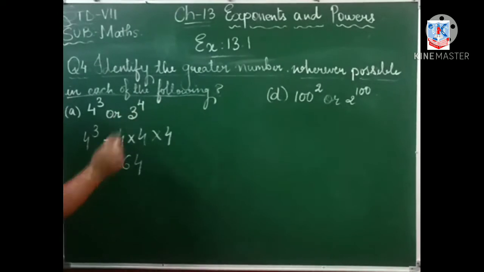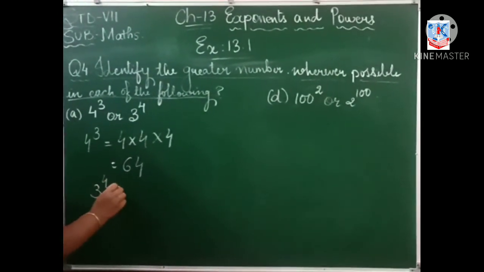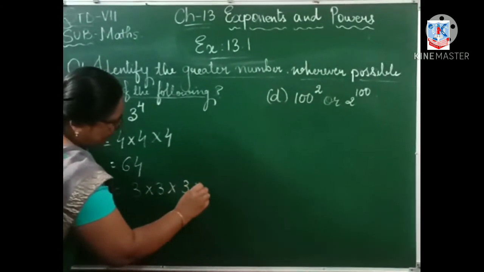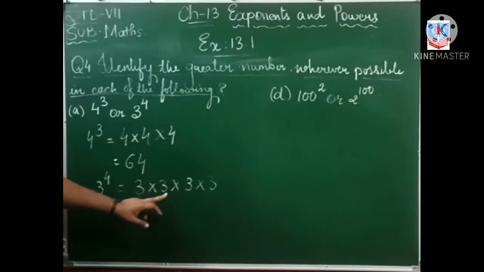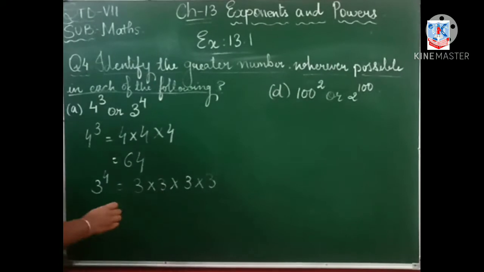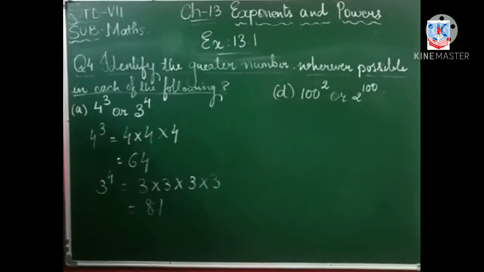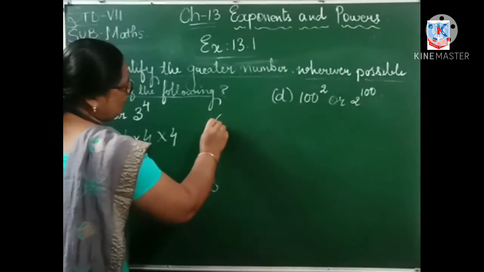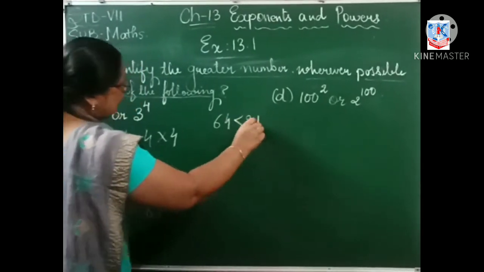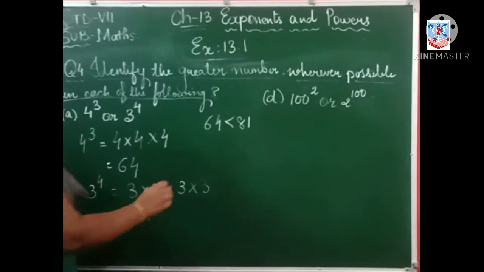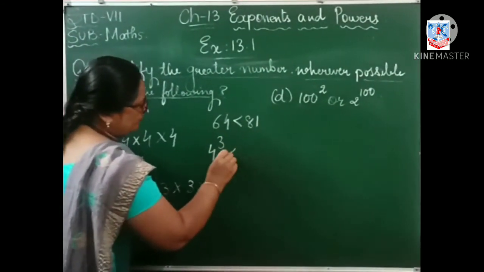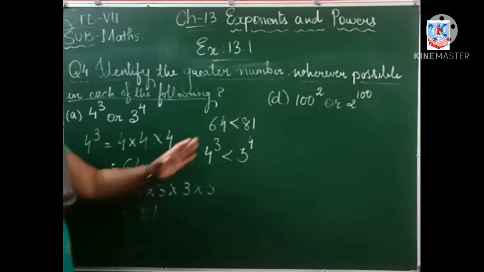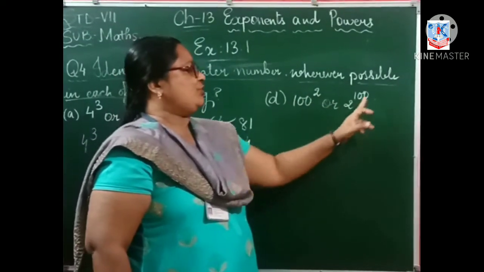Now 3 raised to the power 4. That means 3 is to be multiplied 4 times. 3 threes are 9, 9 threes are 27, 27 threes are 81. Now see which is greater, 64 or 81? 81 is greater. So which one is greater? 3 raised to 4 is greater. Understood? Now next, 100 raised to the power 2 or 2 raised to the power 100.